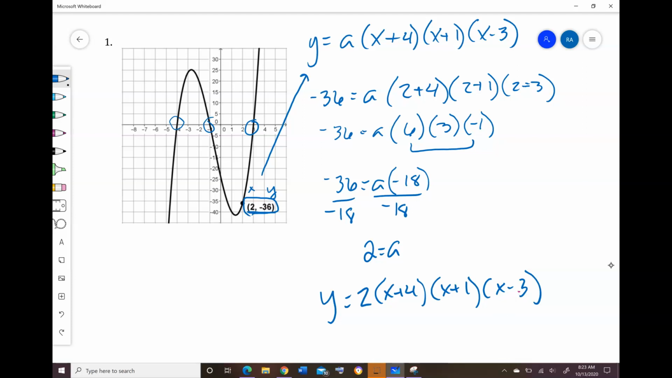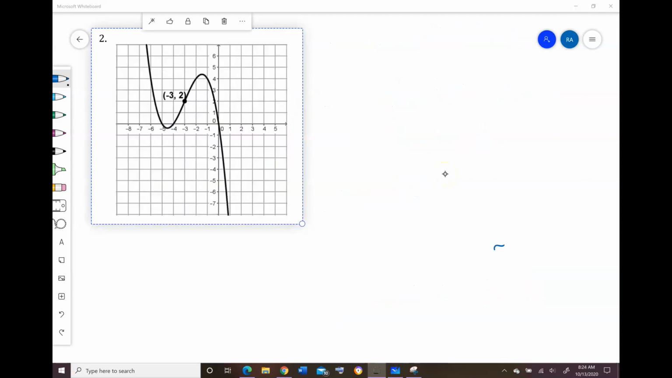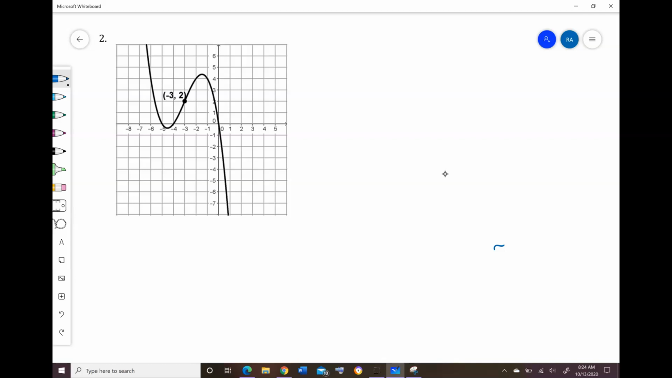And that's it. That's all I got to do. All right, let's do another one. All right, so this one, same process. Get your zeros. So my zeros are -5, -4, and 0. So write it in factor form. Y equals A times x plus 5, x plus 4, and x plus 0.